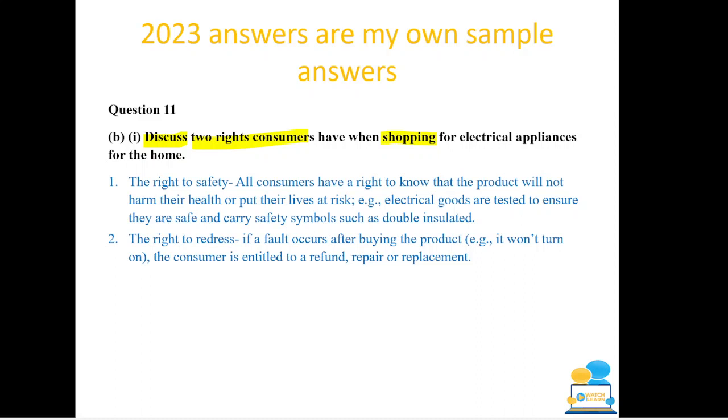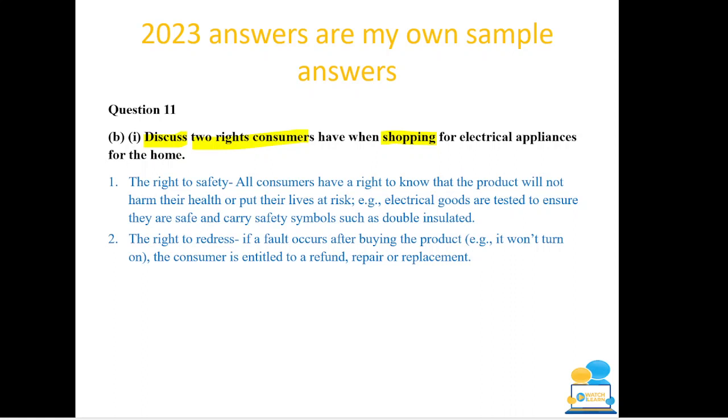Alright, so the right to safety, and because it's also to do with electrical appliances, I should have highlighted that part as well. So right to safety, all consumers have a right to know that the product will not harm their health or put their lives at risk. So for example, if you're buying electrical goods, you need to make sure that they're safe.